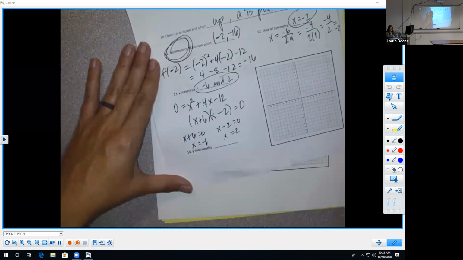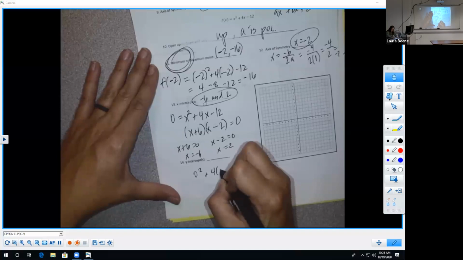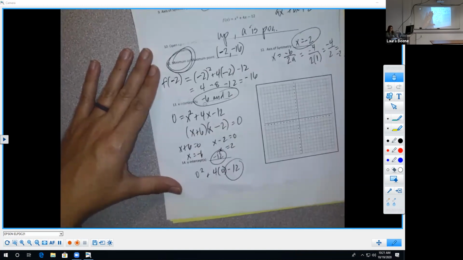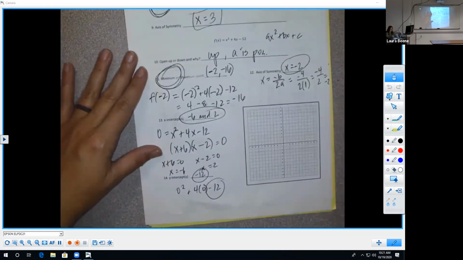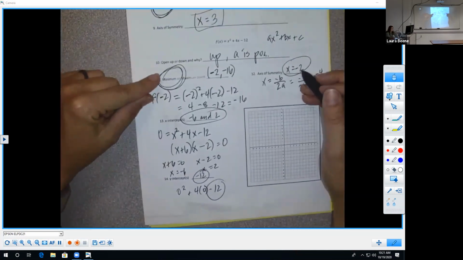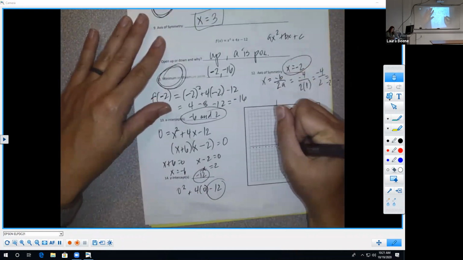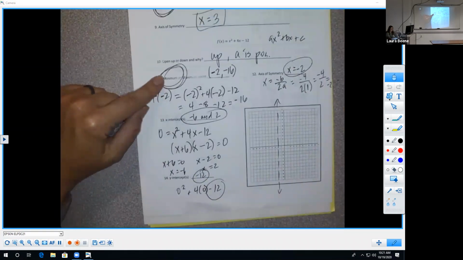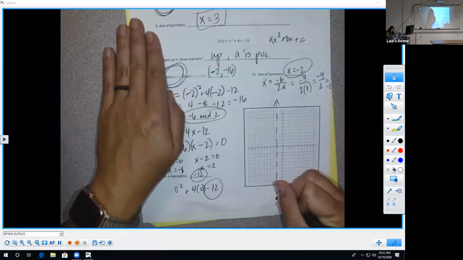And how do you find the y-intercept? Plug in 0 for x. So 0 squared plus 4 times 0 minus 12 is -12. Okay, let's graph it now. The axis of symmetry is at x equals -2. So I'm going to have a vertical line going through that point. The vertex is at -2, -16, which I'm going to put right down here.